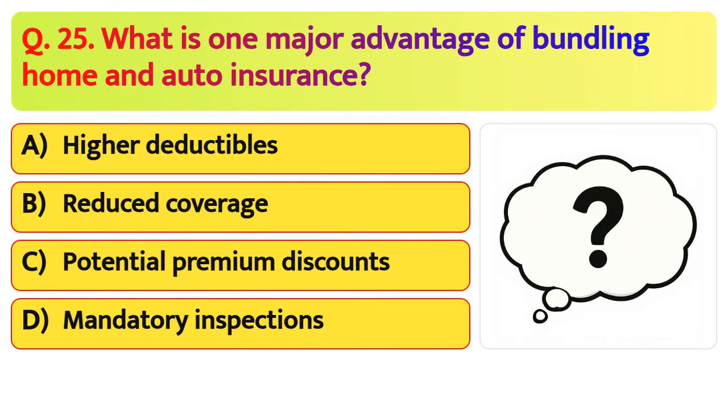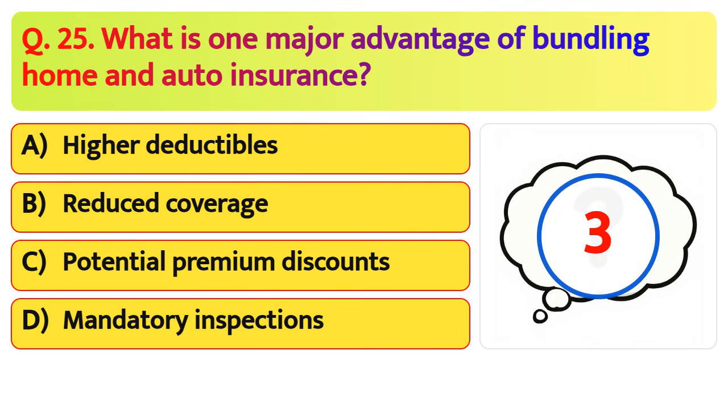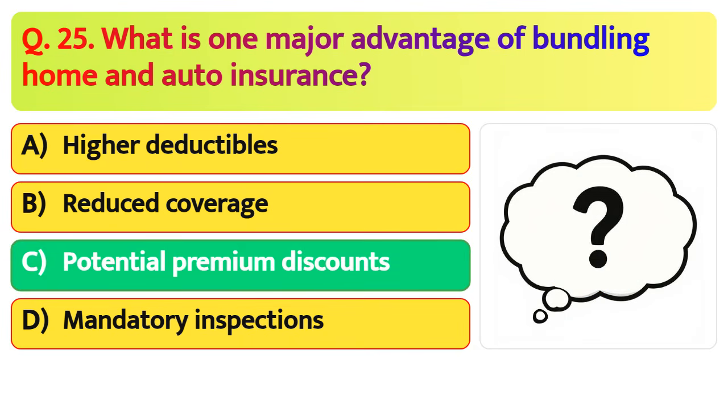Question 25. What is one major advantage of bundling home and auto insurance? Option A. Higher deductibles. Option B. Reduced coverage. Option C. Potential premium discounts. Option D. Mandatory inspections. Correct option is potential premium discounts.